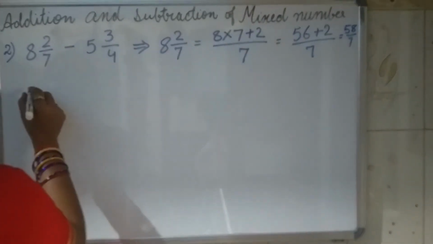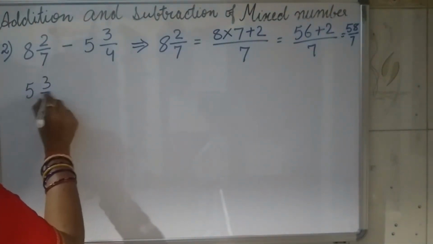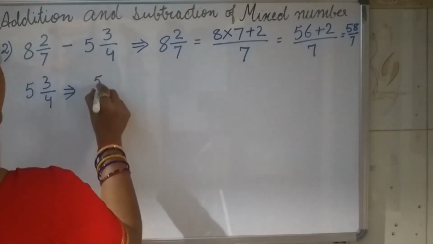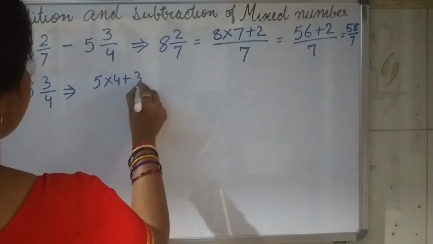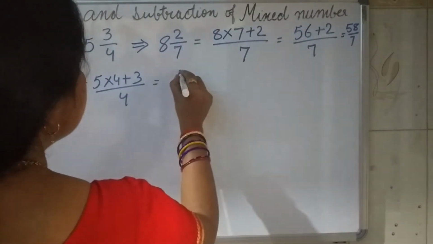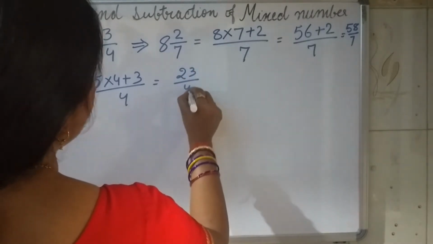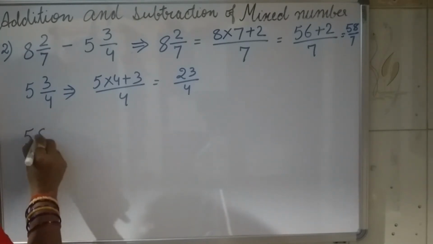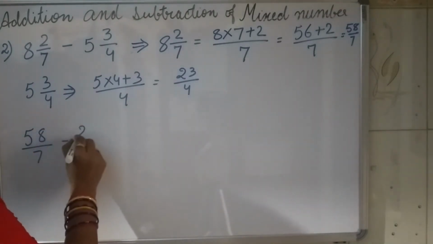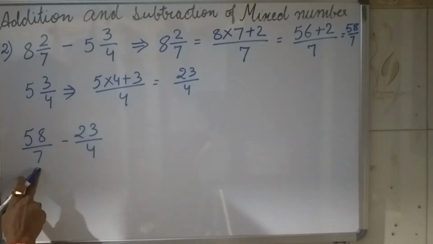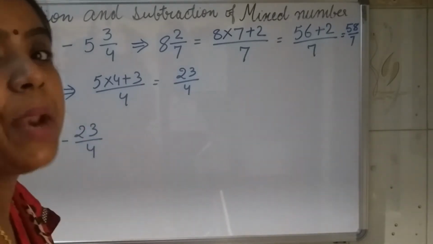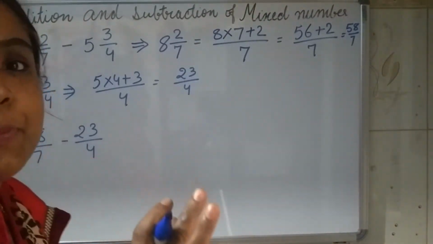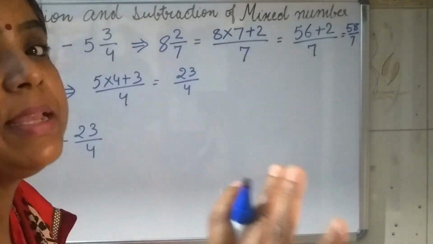Okay. Now we are moving to 5 whole 3 by 4. This is the number. So 5 multiplied by 4 plus 3 upon 4. 5 4s are 20 and 3, 23 upon 4. Okay. Now if I take these two numbers separately, this is 58 upon 7 minus 23 upon 4. And you can see 7 and 4 are both co-prime numbers because they are divisible by only 1. When the numbers are co-prime, their LCM is their product.